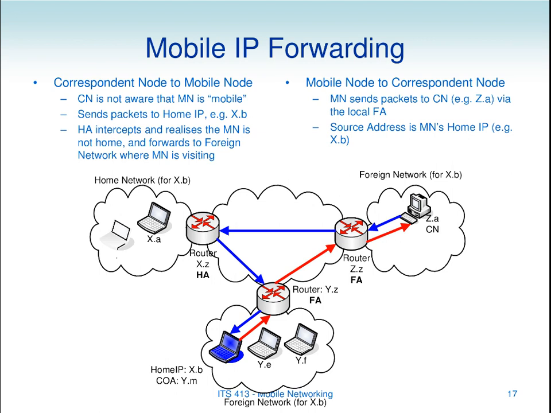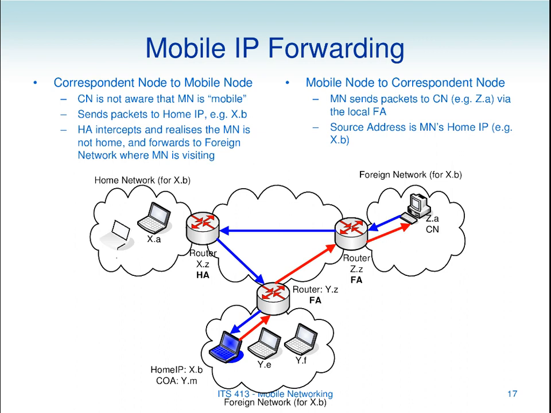The home agent at network X realizes this data is destined to X.B, but currently X.B is visiting a foreign network and its care of address is Y.M. So there must be some data here so that this can record that. Therefore, I will start sending the data to Y.M. It will go to the foreign agent on router Y.Z, which then delivers it to Y.M, our original mobile node.